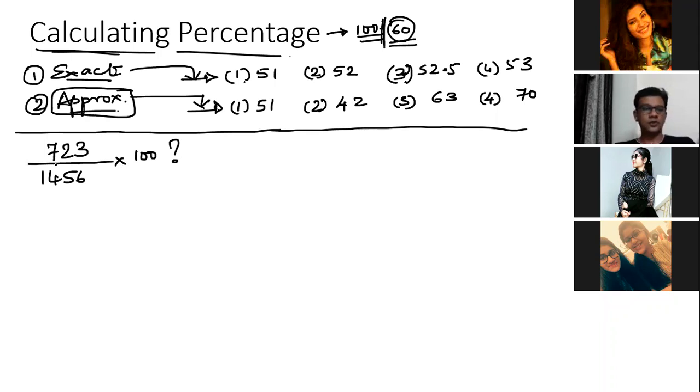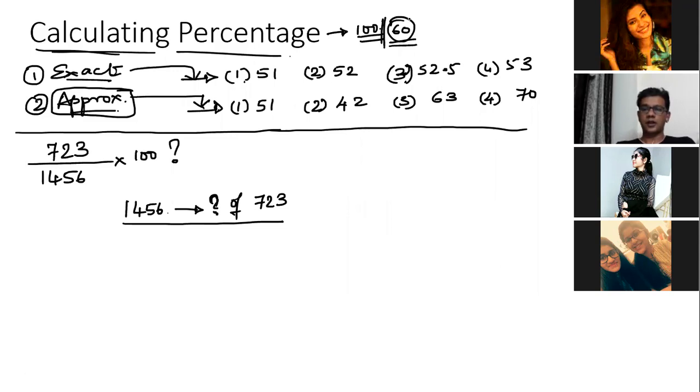Now, it was very coincidental that I took this value, because it ended up becoming one of those things that I wanted. Anyway, now let's look into this, guys. What is the question? It is saying that out of 1456, what is the percentage of 723? Okay, that's what the question is.